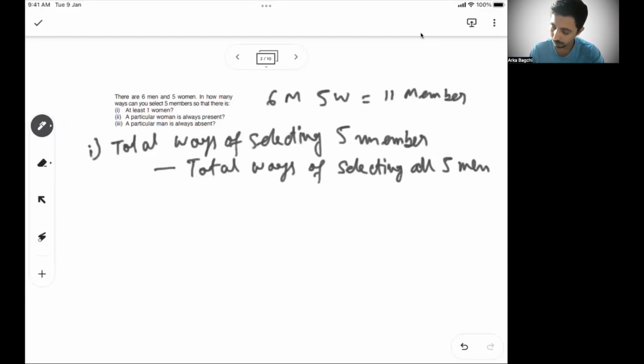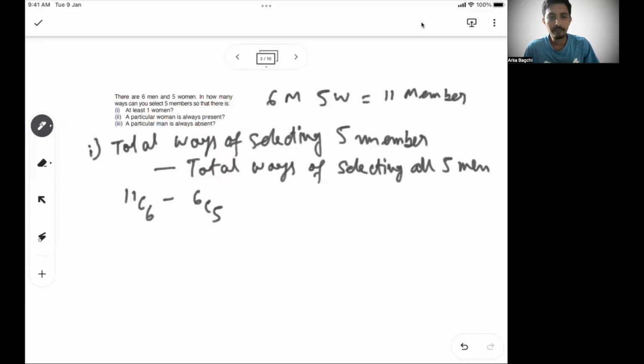So the total ways of selecting 5 members out of 11 members is 11C5, that we know. Choosing 5 people out of 11 people, minus the total ways of selecting 5 men. So out of 6 men, you are selecting 5 men, so that's what you should be focusing on.